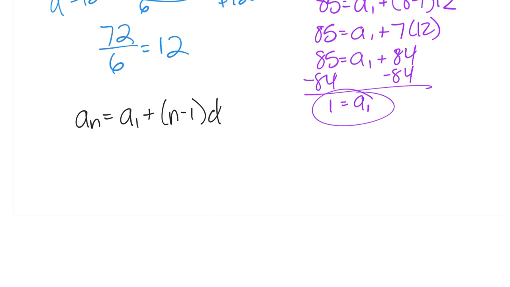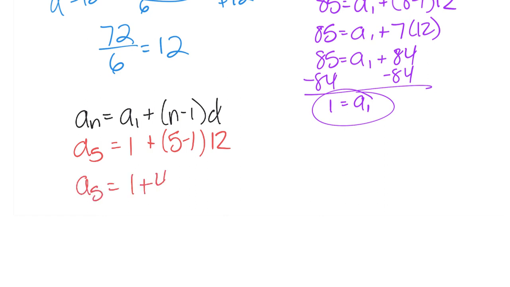Okay, so I'm starting again with the general form. Now I know that d is 12. I know that I'm looking for the 5th term. And I know that my first term was 1. And again, I'm looking for what is the 5th term here. So I filled everything into my formula, and now I'm just going to simplify. And we'll see that the 5th term is going to be 49.